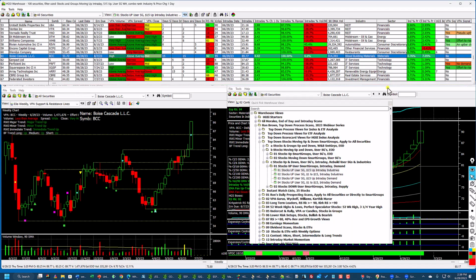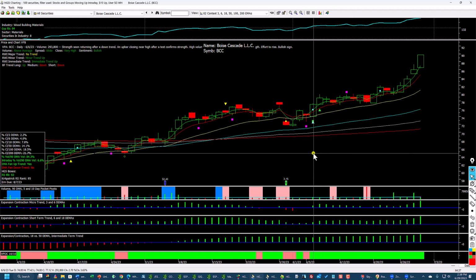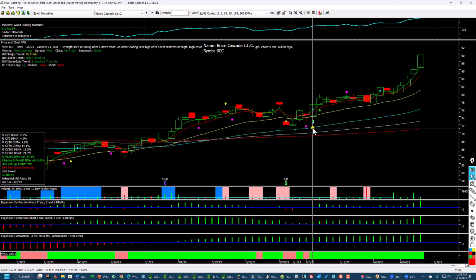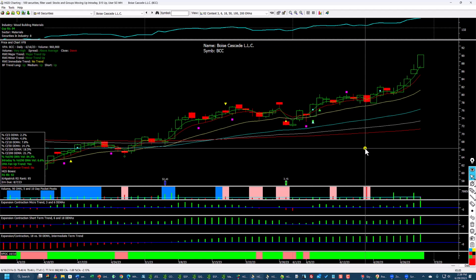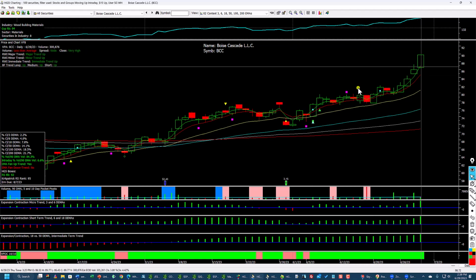There's Boise Cascade. And you can see that it looks pretty good, doesn't it? What do we have here? We have a crossover with an effort to rise, and also strength seen returning after a downtrend. An up bar closing near the high. Perfect entry on this stock. And for the most part, while the 3 did stay above the 6, did it right here. Close. It might have gone to the 0 line, but here's another effort to rise, and it's moving up.